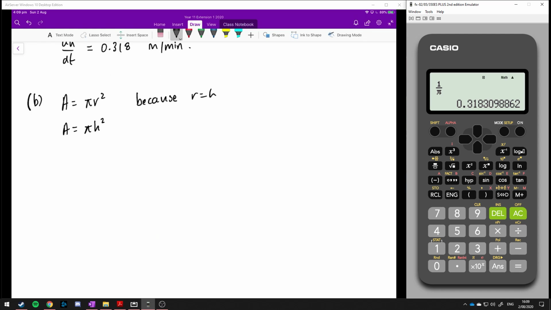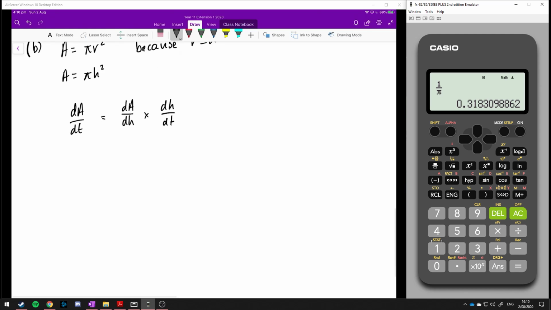So our chain rule becomes the area with respect to time, because that's what we're trying to find. We're trying to calculate the area with respect to time, dA/dt, is equal to dA/dh, so our area changing with our height, times our height changing with respect to time. So what we can do now is substitute the values that we know.